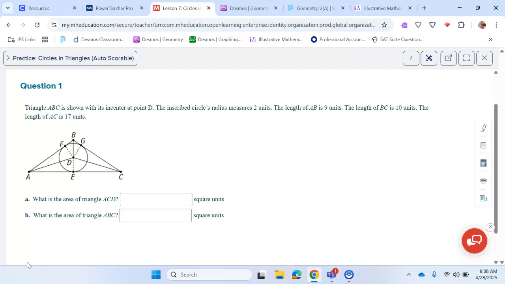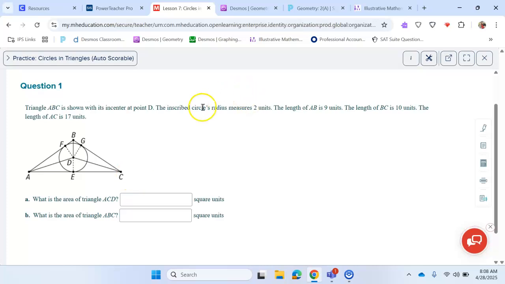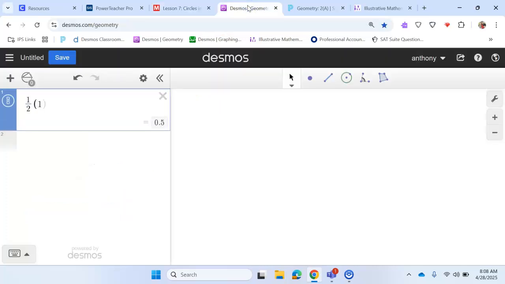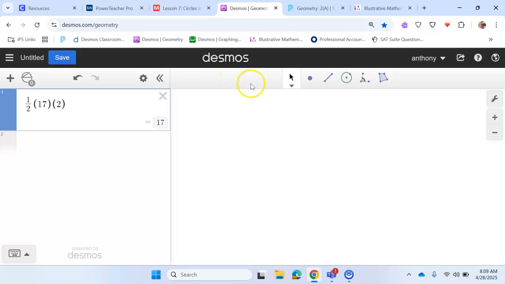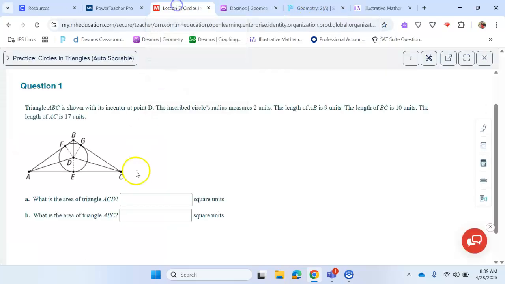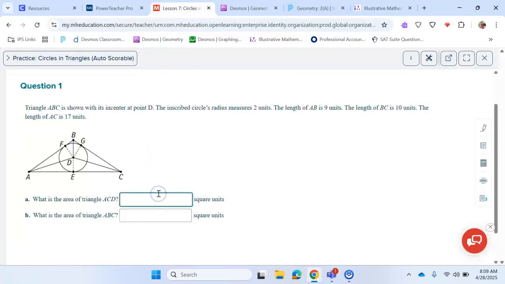Part A, what is the area of triangle ACD? All right, ACD, its base is AC, so its area would be 1/2 times its base. AC is 17, times its height. The height of that triangle is the radius, which is 2. So the area of triangle ACD is 17 square units.